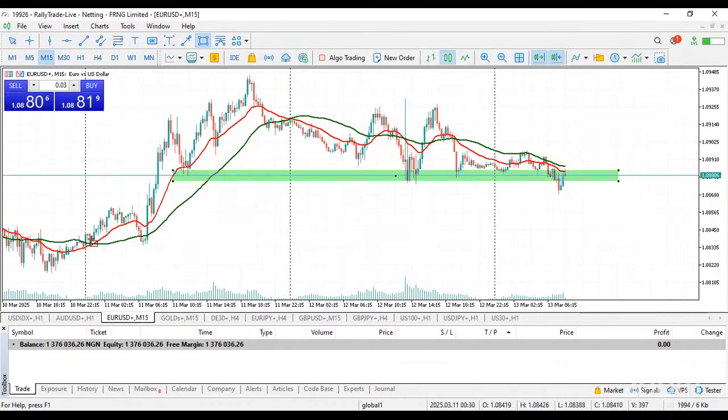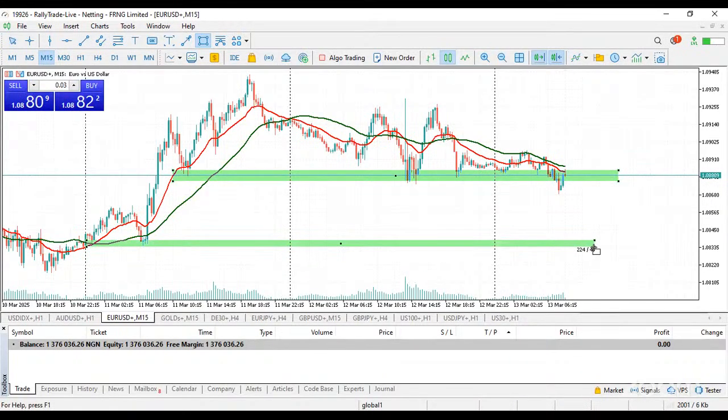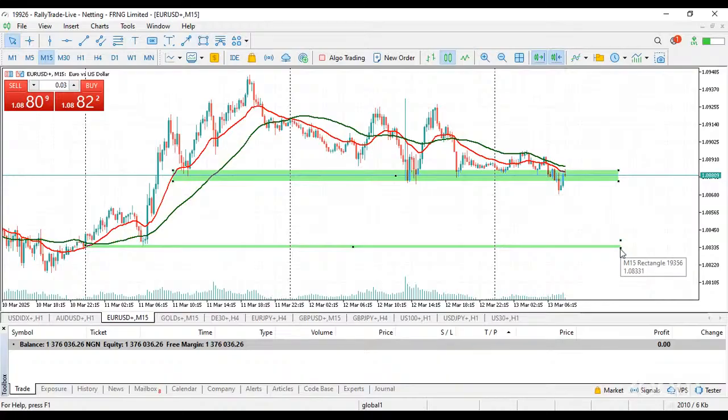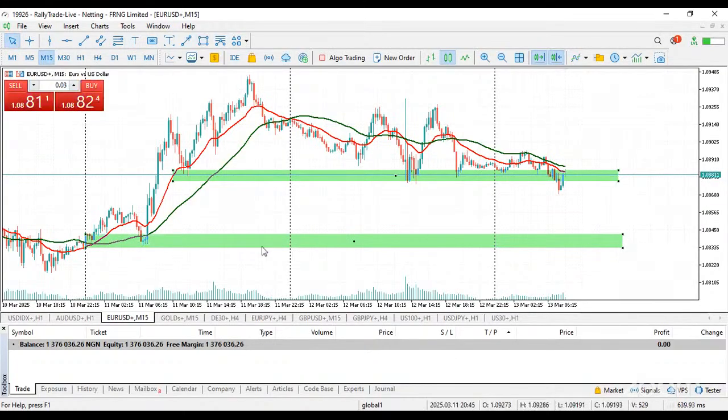So another good area is this area. So this is how you mark your charts. When you mark your chart like this, then you go into the waiting game, right? Waiting for the price to actually get to these areas that you have marked.